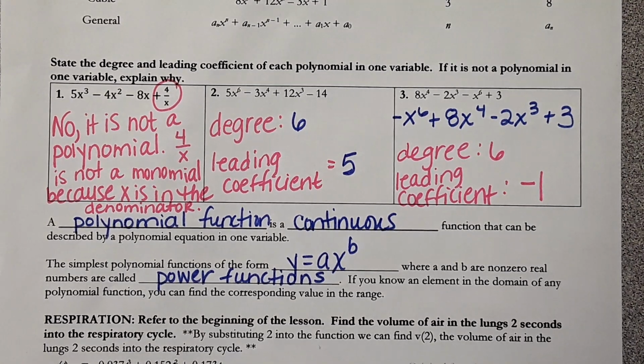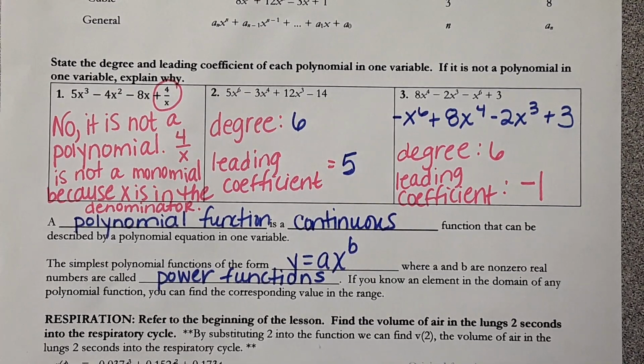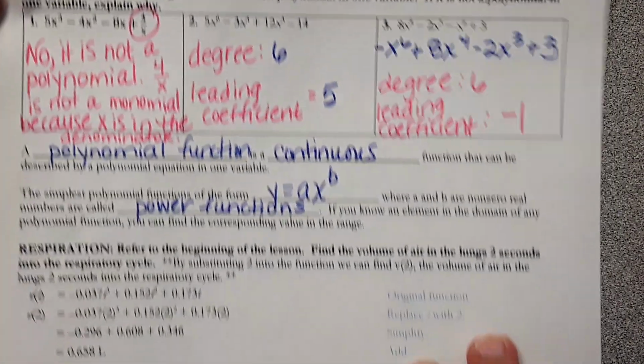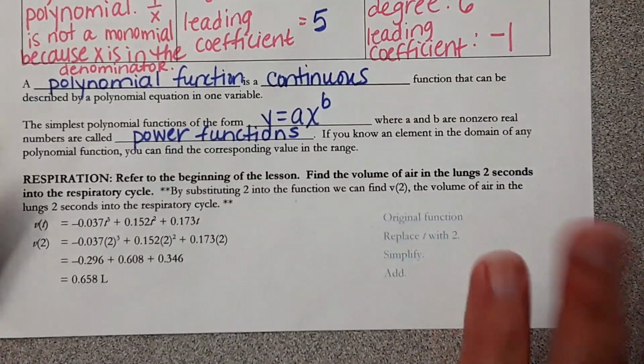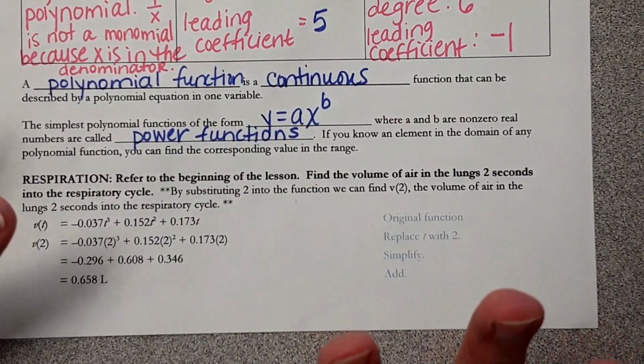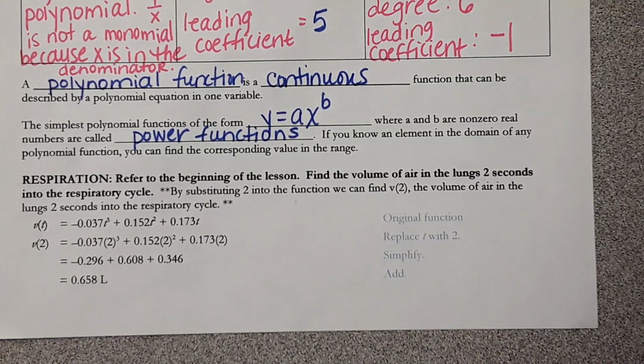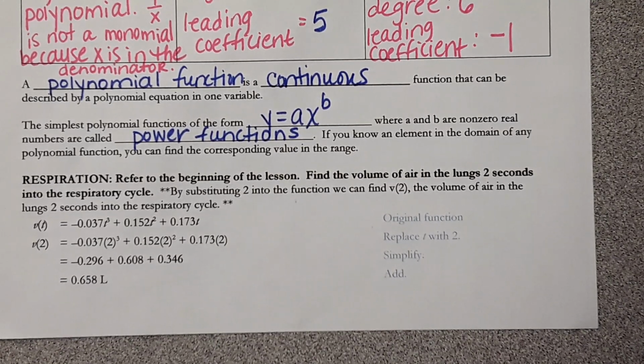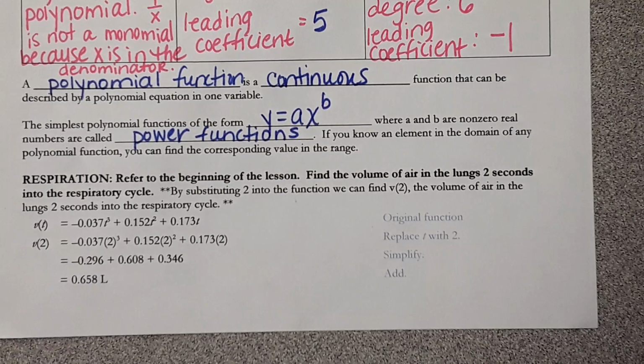So what we're going to do is substitute some stuff into a polynomial function, and we're going to get an answer. That's basically what we're doing. On this example down at the bottom, I've worked it out for you already. If you read the problem, it says find the volume of air in the lungs 2 seconds into the respiratory cycle. By substituting 2 into the function, we can find V of 2, the volume of air in the lungs 2 seconds into the respiratory cycle.